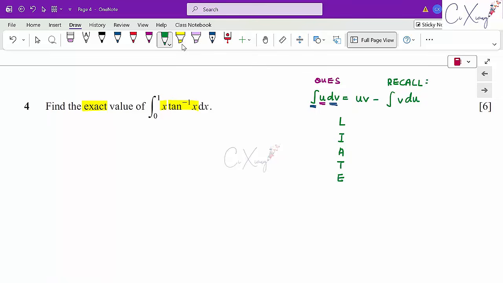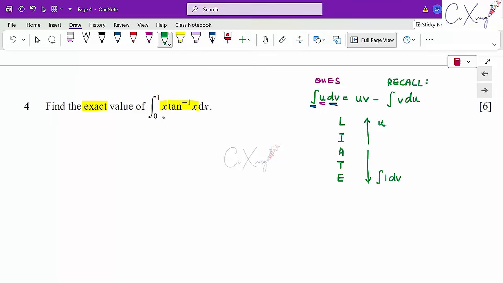Okay, so where L is log function, I is inverse trigo, A is algebra, T is trigo, then E is exponential. If your function belongs to a higher group, then it will be the U. If your function belongs to the lower group, then it will be the integration of 1 dv. Okay, so let's have a look at our question here.